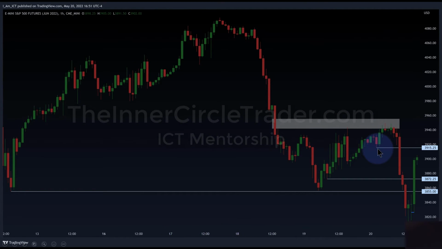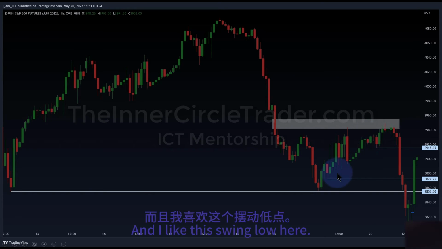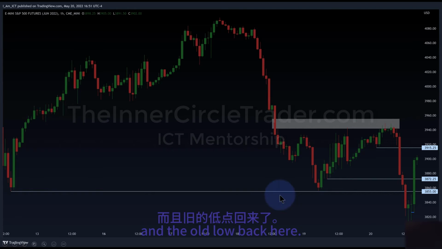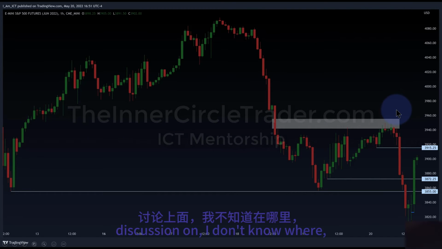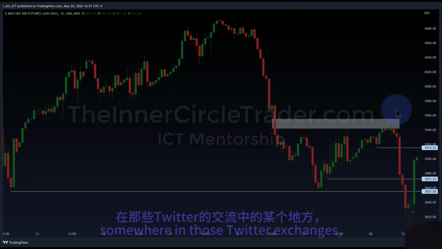So I like this level here, 39.15. Why? Because it is the hourly swing low. And I like this swing low here. Why? Because it's an hourly swing low. And the old low back here. That's what those levels are. I mentioned these levels in the discussion, I don't know where, somewhere in those Twitter exchanges.